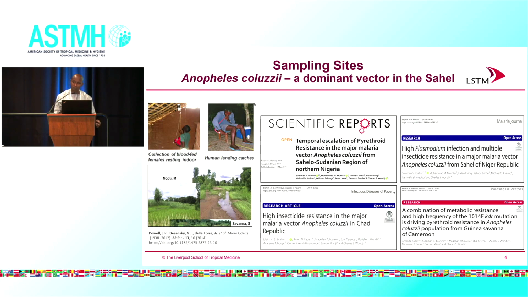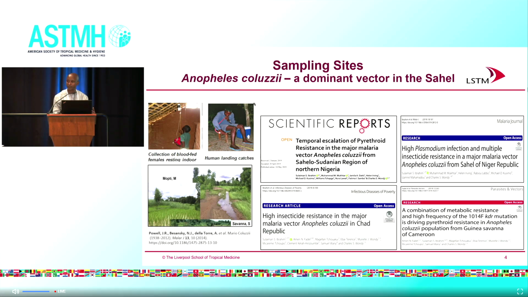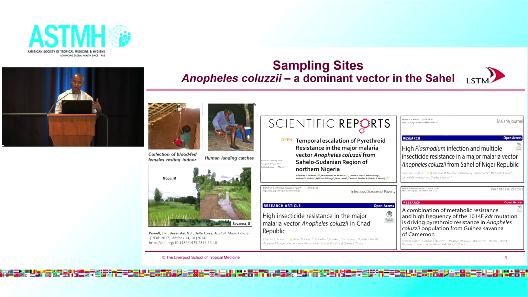With this, we decided to do collections in the Sahel region of Nigeria, Niger, Chad, and Cameroon. We used different ways of collection to minimize any sampling bias. But with the exception of, I think, single sites in Chad, what we observed was that we always collected Anopheles coluzzii. We did not find much Anopheles arabiensis and Anopheles gambiae. Details of insecticide resistance, Plasmodium infection, and resting behavior of the mosquitoes we collected have been published in most of our studies.